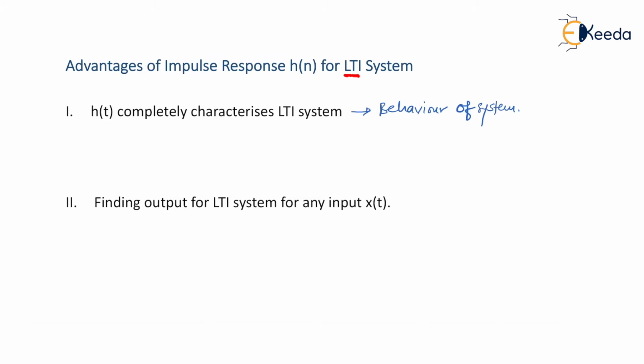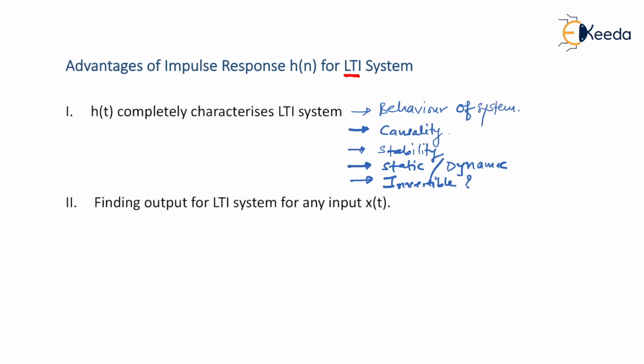You also understand the causality of the system, meaning whether the system is causal or non-causal. Along with the causality, you understand the stability of the system. You understand whether systems are static or dynamic. Also, from h of t, you can determine whether the system is invertible or non-invertible in nature. So this much information is given by h of t alone.